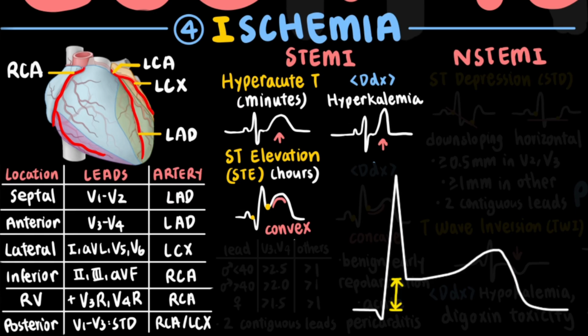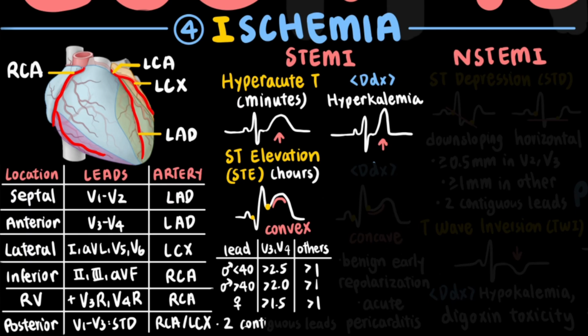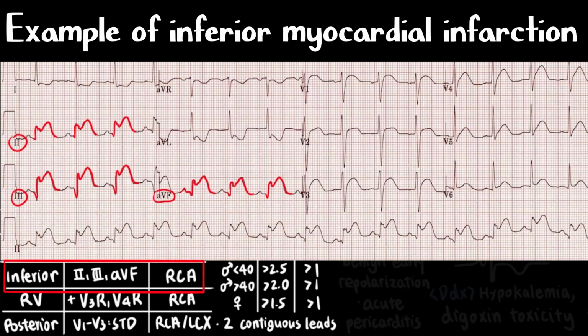The cutoff values for ST elevation vary depending on age, gender, and which leads you are looking at. For men under 40, the cutoff is 2.5 mm or more in leads V3 and V4, and greater than 1 mm in all other leads. For men older than 40, the cutoff is greater than 2 mm in V3 and V4, and again greater than 1 mm in other leads. For women, the cutoff is a little lower, greater than 1.5 mm in V3 and V4, and greater than 1 mm in other leads. ST elevation has to be seen in at least 2 contiguous leads to qualify as STEMI.